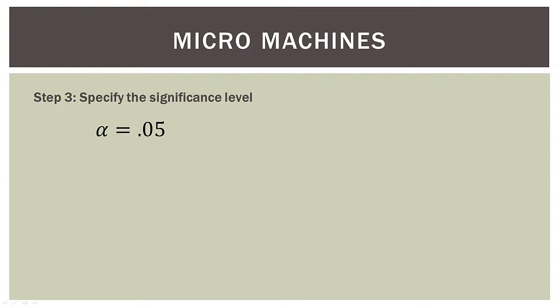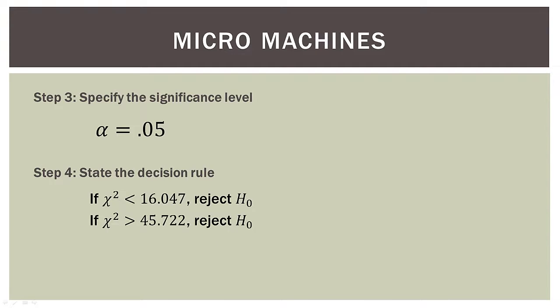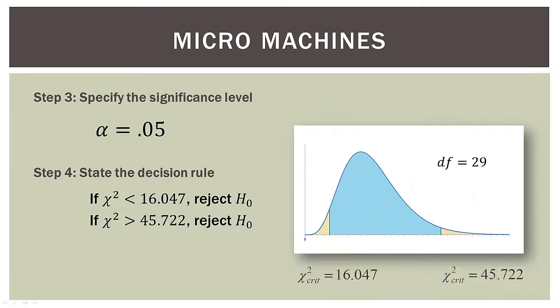So our significance level will stay at 0.05. Now we'll state the decision rule. If our chi-square is less than 16.047, we will reject our null hypothesis. If it is above 45.722, we will also reject our null hypothesis. So it looks like this. With 29 degrees of freedom, the critical value on the left is 16.047, and the critical value on the right is 45.722. So that sets the ends of our 95% interval there in the middle.